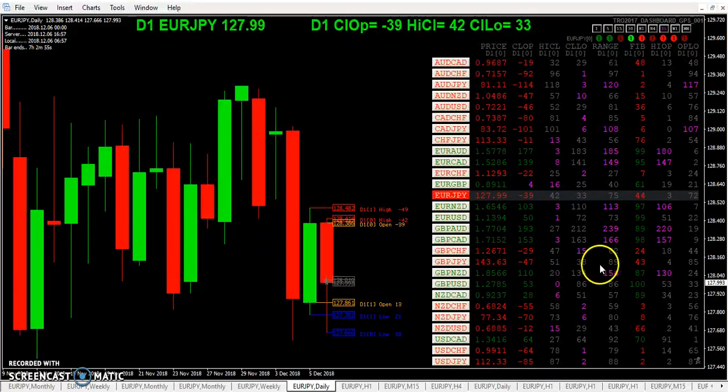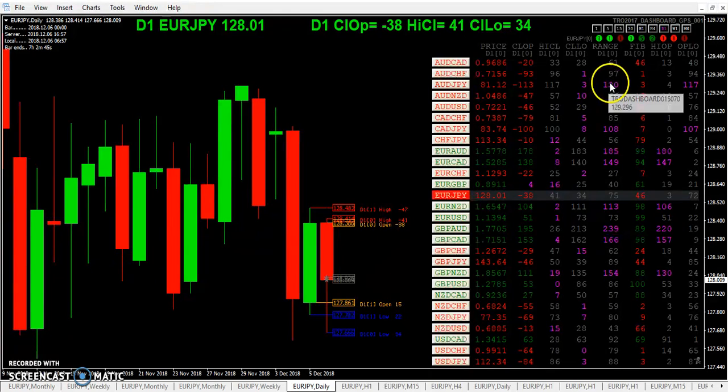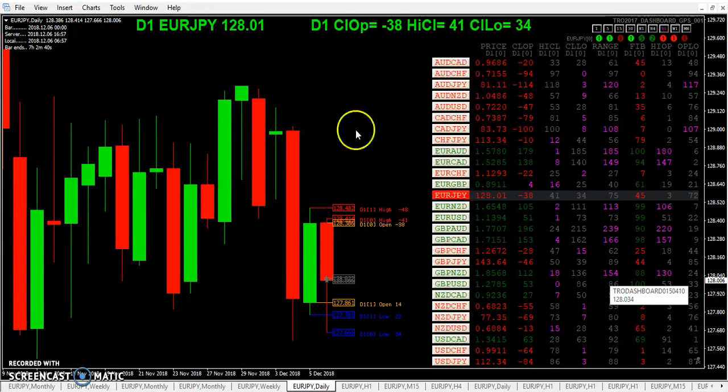Now, the euro yen, only 75 pips, but the dollar yen 88, which is really interesting here. Okay. So it's kind of lagged today, but we do have 1, 2, 3, 4, 5, 6, 7, 8 pairs with a range, being high minus low, the current high minus the current low on the daily, of over 100 pips.